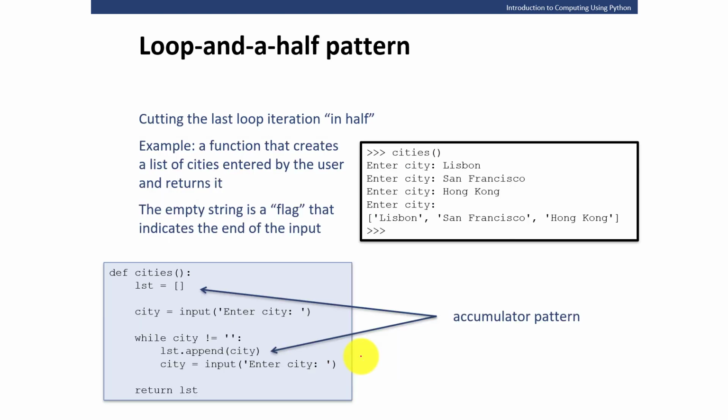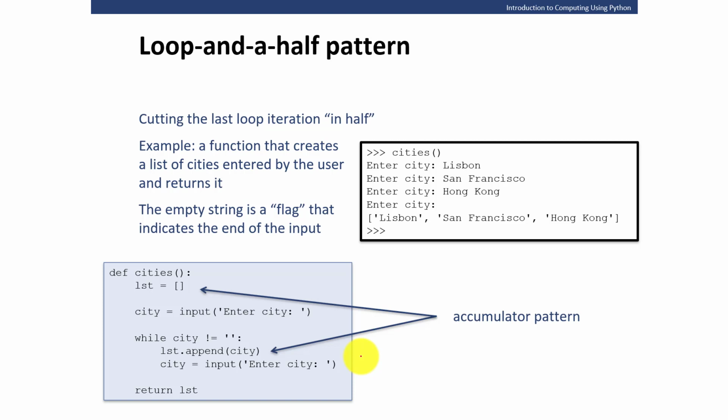A while loop should also be used when a program must repeatedly process some input until a flag is reached. A flag is an arbitrary value that is chosen to indicate the end of the input. So let's assume we would like to define a function called cities, and this function will create a list whose items are the capitals of the cities.